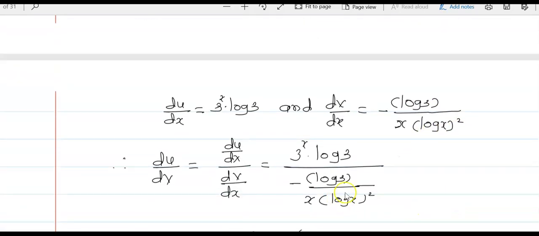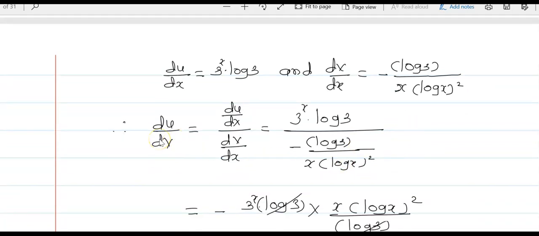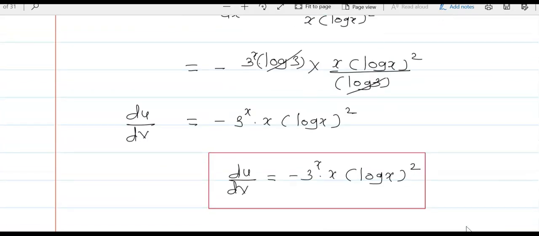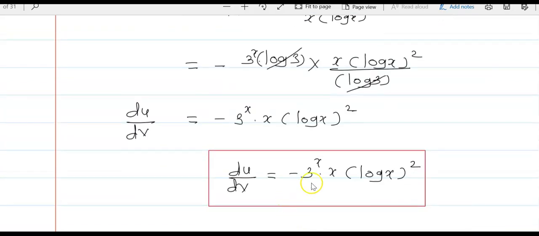And that's why you will have du by dv is equal to (du by dx) upon (dv by dx). That is equal to 3 raised to x into log of 3 upon minus log of 3 upon x into (log of x) bracket square. If we simplify this, then you will get minus 3 raised to x log of 3 into x into (log of x) bracket square upon log of 3. This log of 3 gets cancelled, and then you will get du by dv is equal to minus 3 raised to x into x into (log of x) bracket square.